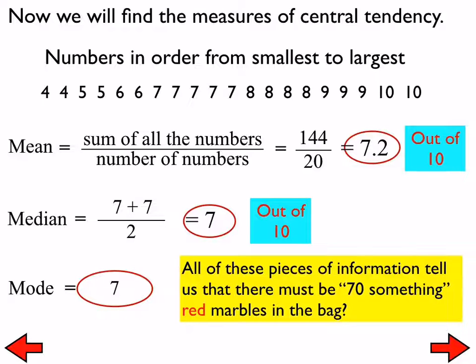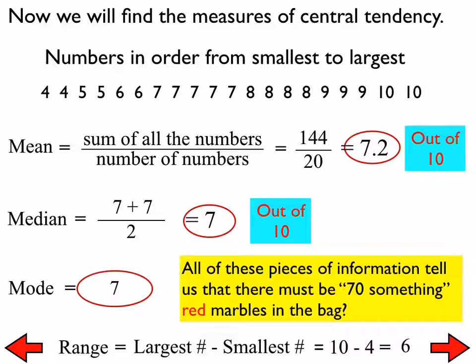70-something. Now the last measure, which really doesn't come into play here, but it comes into play in the next thing, is the range. To find the range, you're trying to find basically the difference between the largest value and the smallest value. You probably were told last year, take the biggest number and subtract the smallest number. That'll work. So the range here is 6.